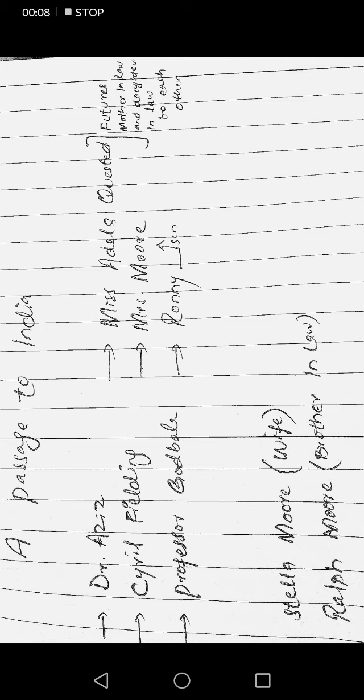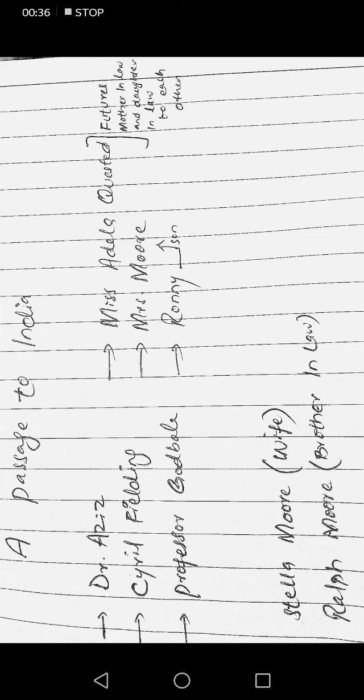Today we are going to discuss a novel, A Passage to India by E.M. Forster. It was written between 1912 and 1924 and published in 1924. It is history as well as psychological fiction. It represents realism.